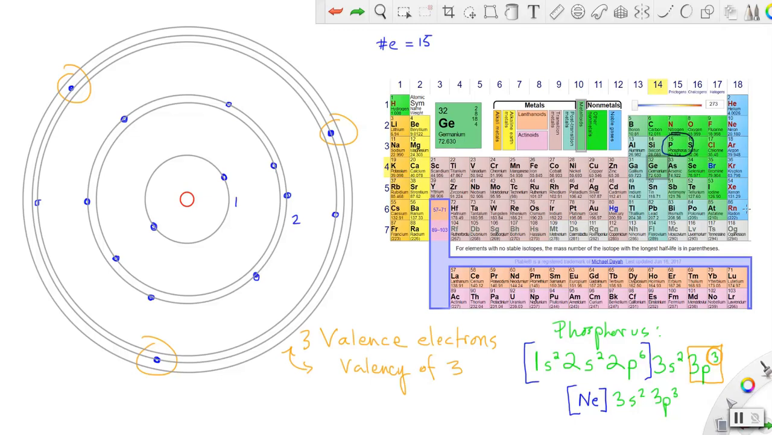Hopefully this will give you an idea behind why some of the things occur that we see in chemistry. But again, I really don't want to go too far into this. You should know what a valence electron is, and basically how these things are structured.